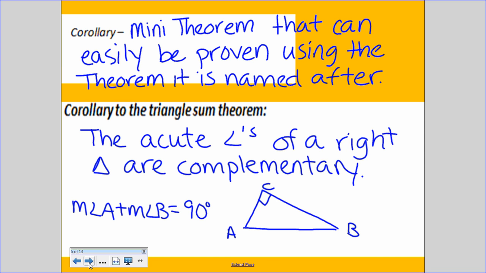Which makes sense because in a triangle, the triangle sum theorem tells us that these three angles have to add to 180, right? All three of these. Well, if this guy takes up 90 of that, then what's left for A and B? 180 minus 90, there's only 90 left. So whenever you have a right triangle, you know the other two angles are going to add to 90. Those other two angles have to be complementary.